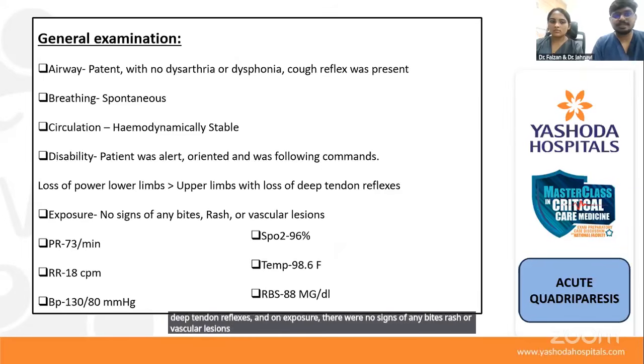Coming to vitals, heart rate was 73 beats per minute. Blood pressure was 130 by 80 mmHg. Respiratory rate was 18 cycles per minute. SpO2 was 96% on room air. Temperature was 98.6 Fahrenheit. GRBS was 88 mg per deciliter.